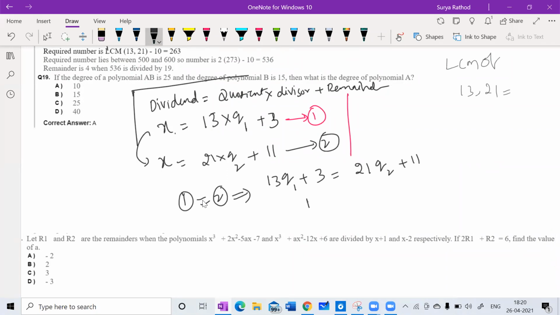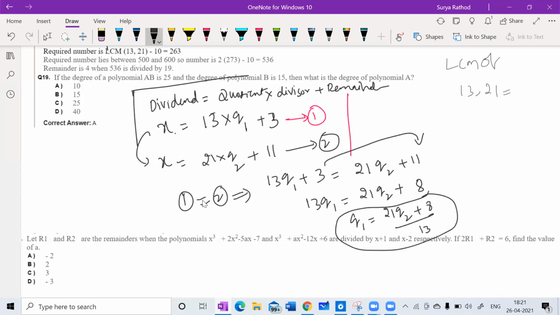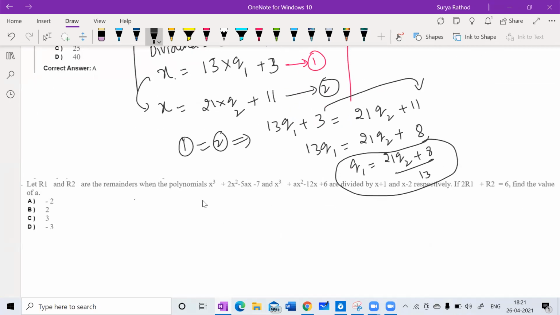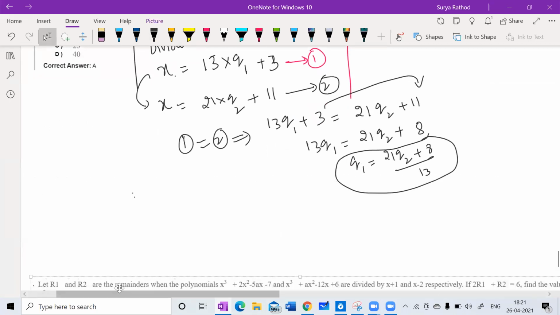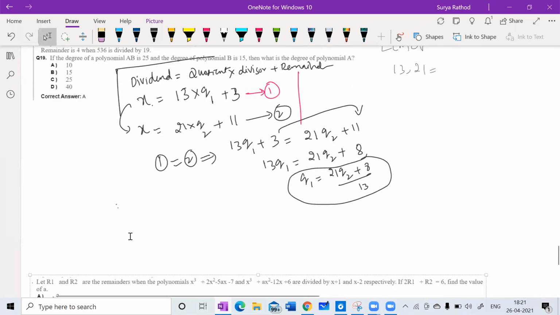So look at this now. What can I write? 13 q1 is equal to 21 q2 plus 11 minus 3, that is 8. So you write q1 is equal to, what is my q1 here? 21 q2 plus 8, divided by 13. Right. This is my q1.